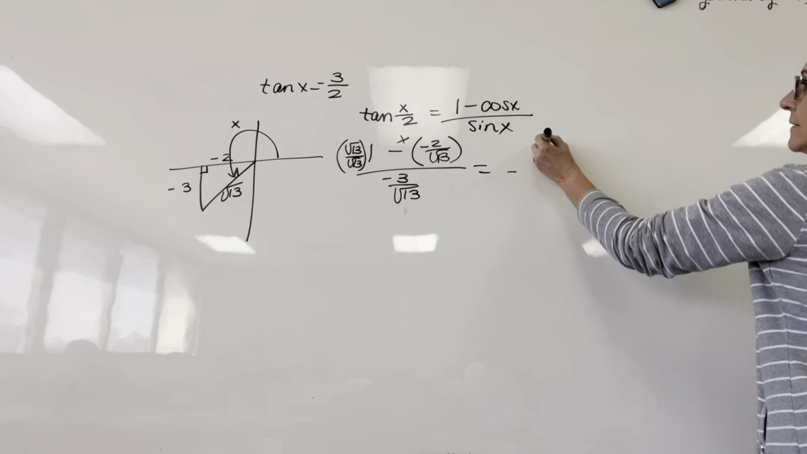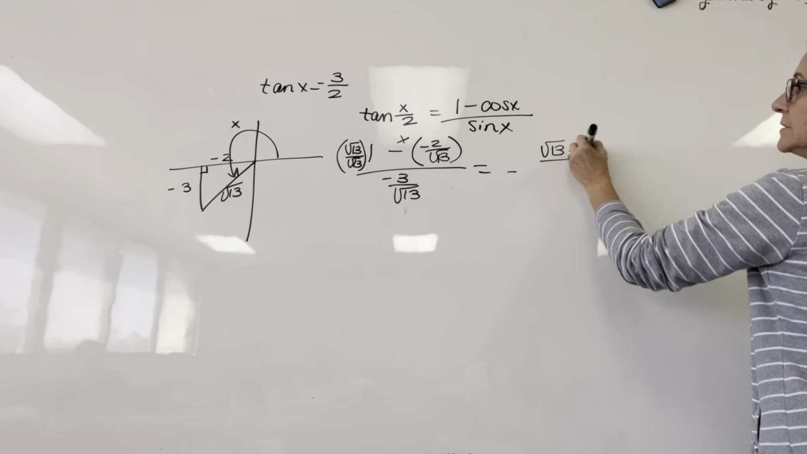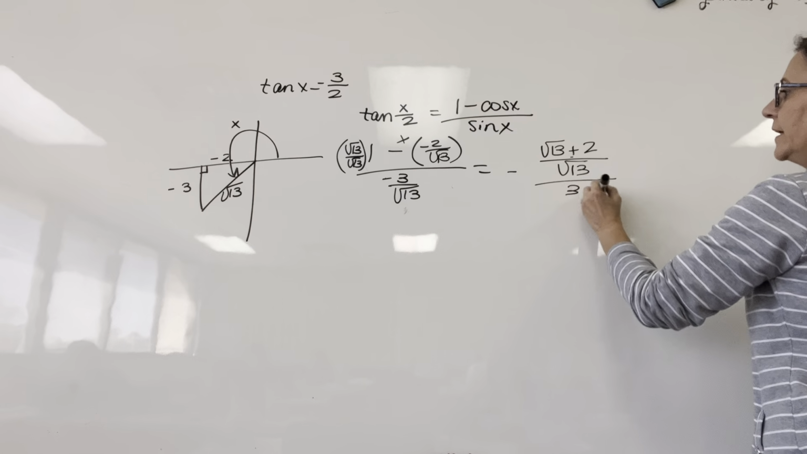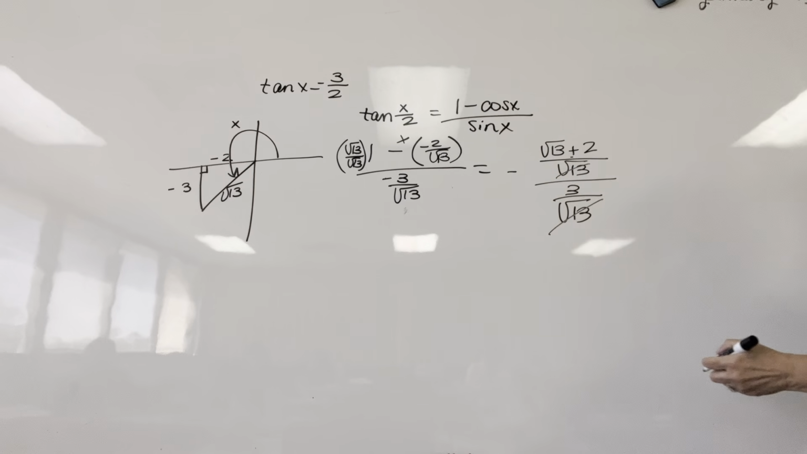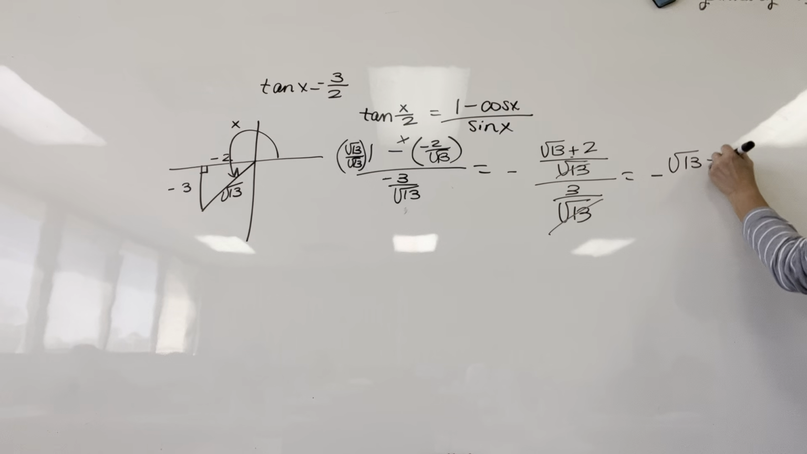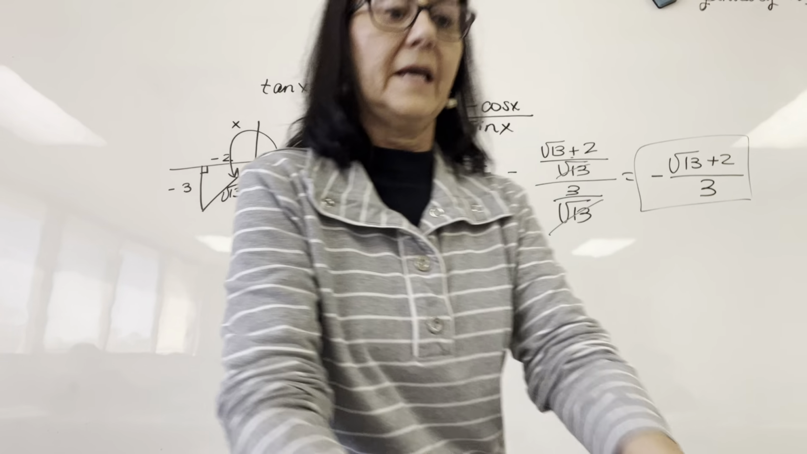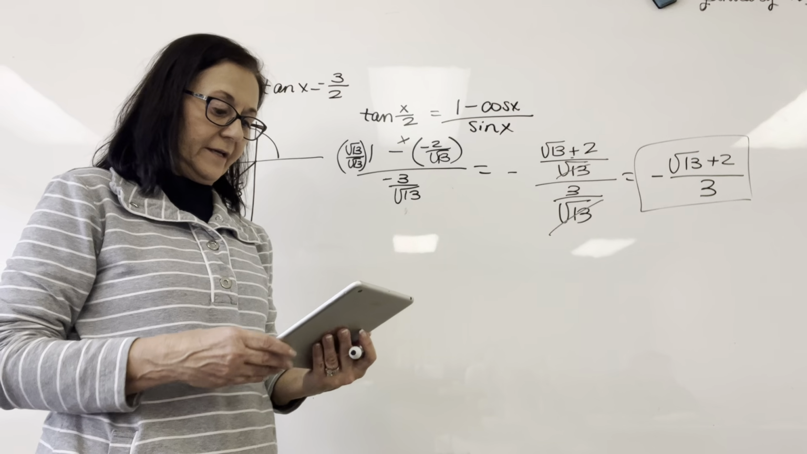All right. Square root of 13 plus 2 over square root of 13, over 3 over square root of 13. Let's eliminate our denominators, and it's negative square root of 13 plus 2 over 3. Final answer. What quadrant is it in? Half of that angle is in, quadrant, what do you think?